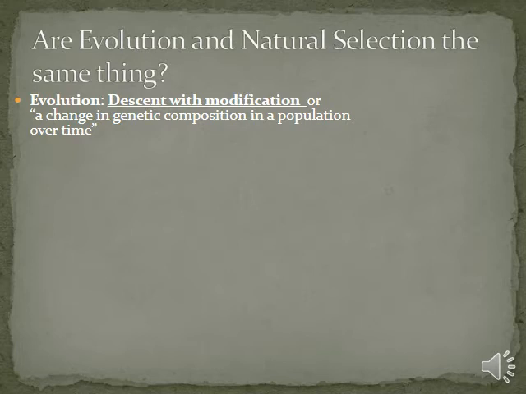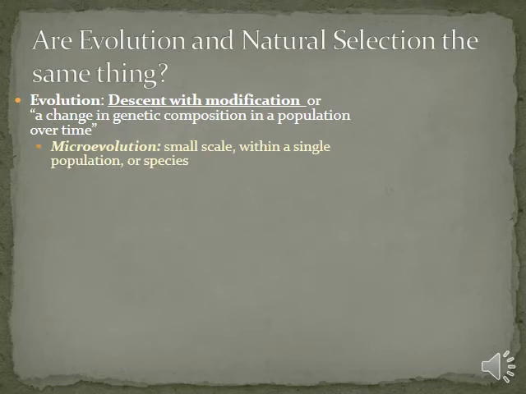So descent from a common ancestor, descent with modification refers to organisms adapting to their environment, so with modification over time. And now you may have been exposed to an alternative definition, a change in genetic composition in a population over time, or a change in allele frequencies in a population over time. That's a more commonly cited definition for evolution. However, in this course, descent with modification, those 3 words work on every single exam or quiz. So I would like to mention that.